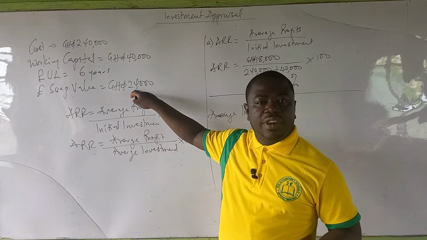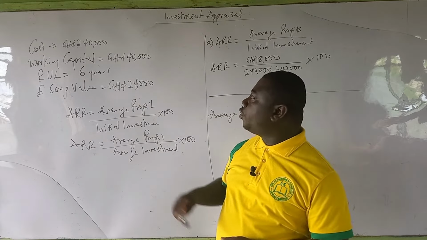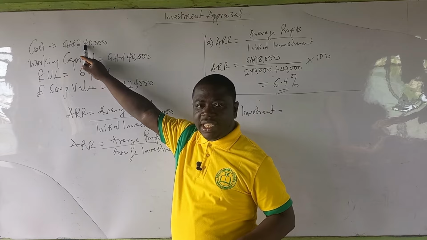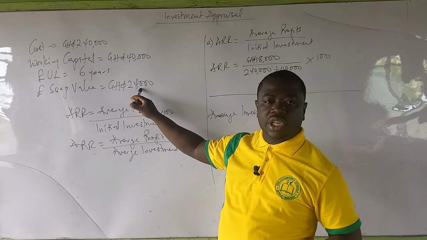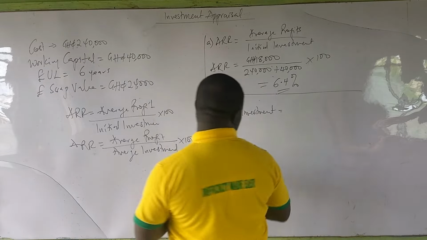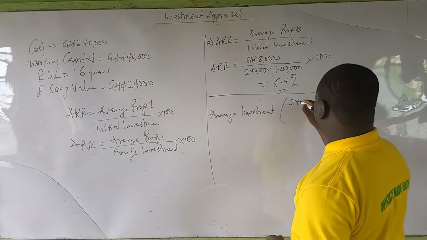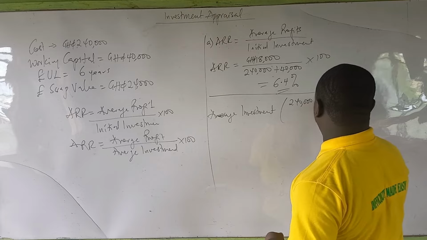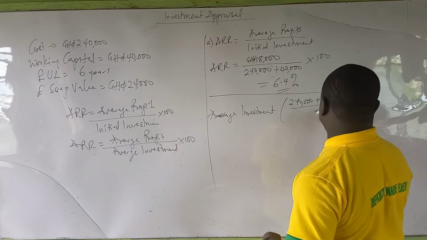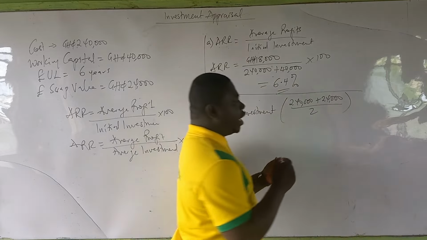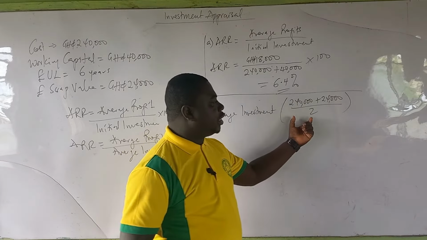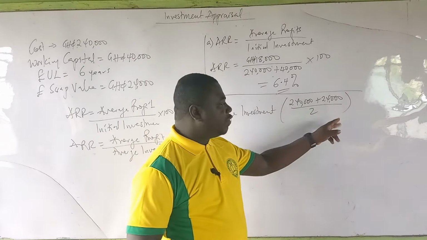The scrap value is the value of the equipment at the end of the period. So 240,000 is the initial cost plus the closing cost, divided by 2. That is how to get the average investment. So it's going to be 240,000 plus 24,000 divided by 2. So this is how to get the average investment: 240,000 plus 24,000 divided by 2.